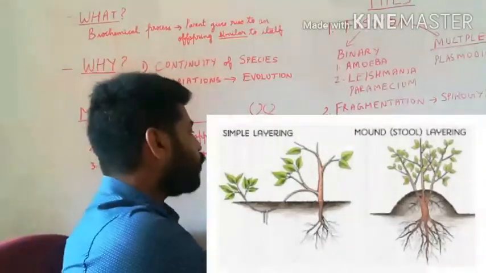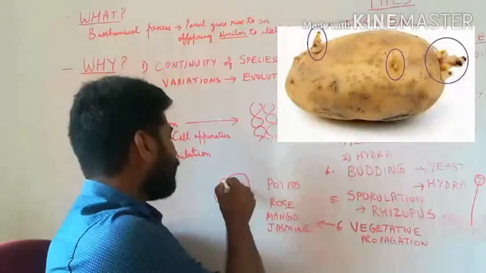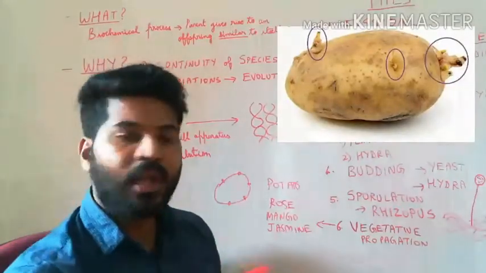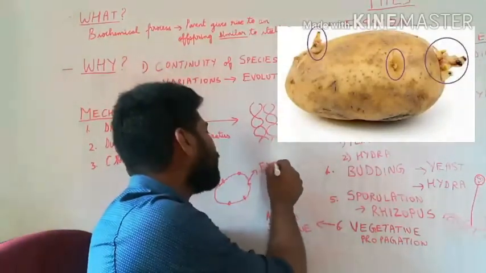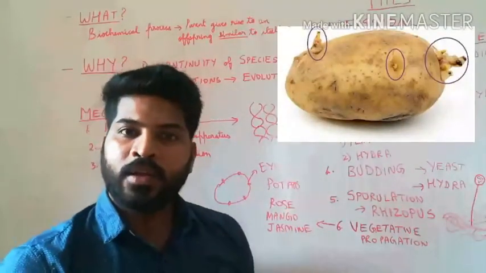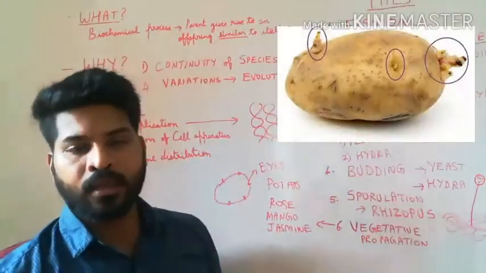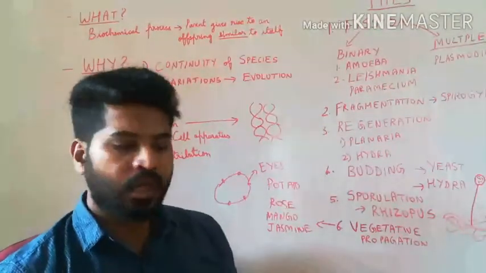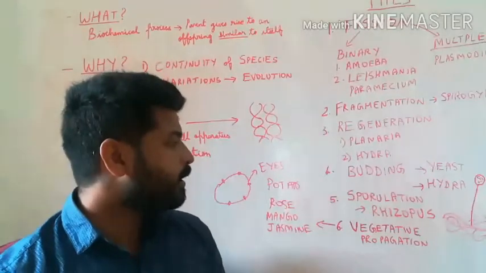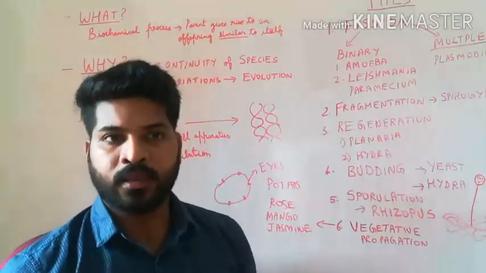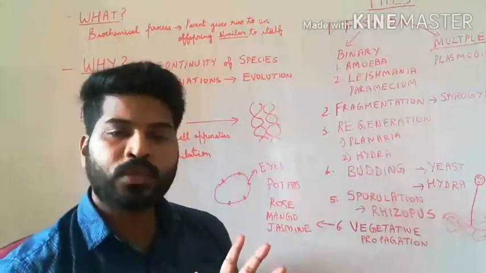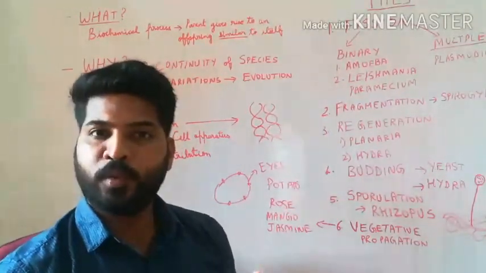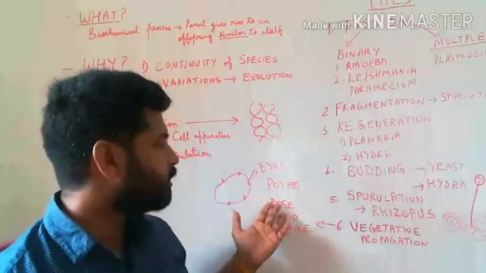In the case of potato, we have small structures from where you find green colored structures coming out. These are called the eyes of a potato. If you cut these eyes and put them in soil, it produces a new potato plant. All these are vegetative parts of the plant which are responsible for production of a new plant. There are certain advantages of vegetative propagation. Point number one, vegetative propagation can be used to grow plants where seeds are no longer available to produce new plants. For example, in rose, hibiscus, etc.